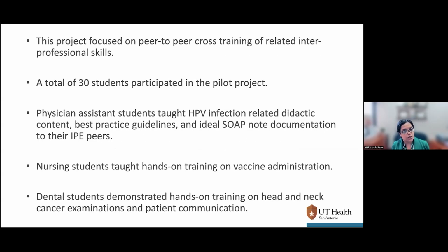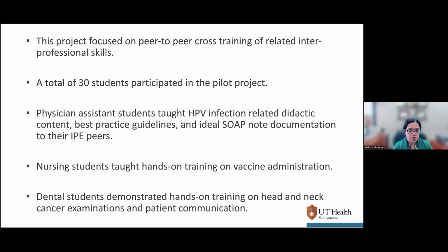The project did focus on peer-to-peer cross-training of related interprofessional skills. So I would like to highlight here the cross-training that happened between the three schools. The training happened 100% by peer-to-peer training from the students. Yes, the faculty were there to provide that initial training to the students, to provide them with the support and advice as needed, but it was the students who were the main framework for this pilot study, where they taught each other their specialty, expertise, and they worked collaboratively.